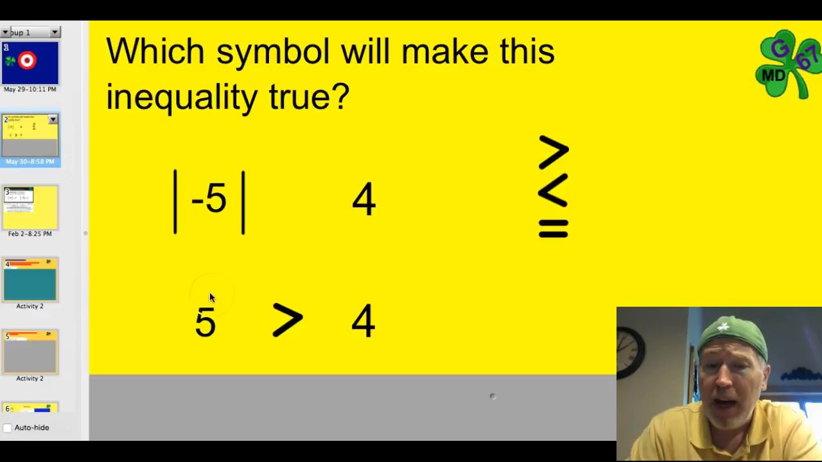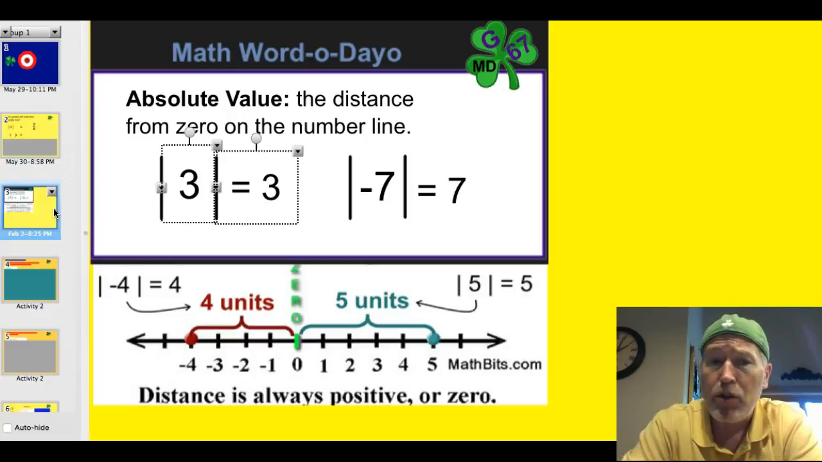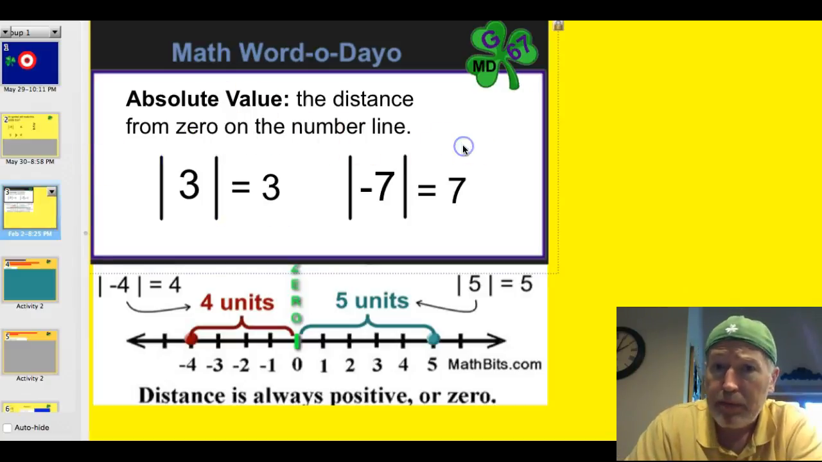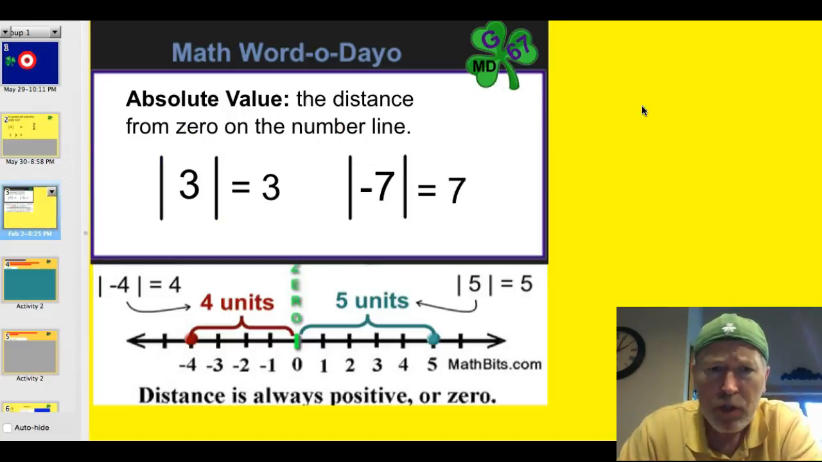Well, the -5 became a +5 because the absolute value is the distance of this number from 0 on a number line. So -5 is 5 spots away from 0 on a number line. I've got it right here too. Let's take a look at our vocab page today. So absolute value is the distance from 0 on the number line.